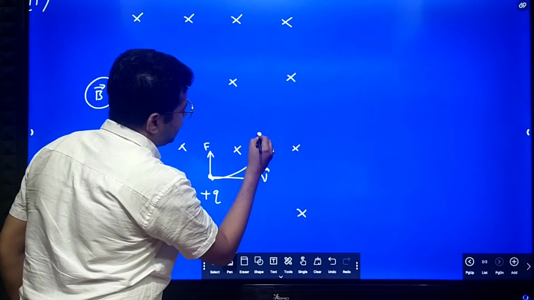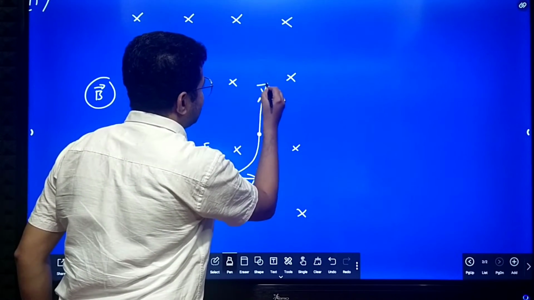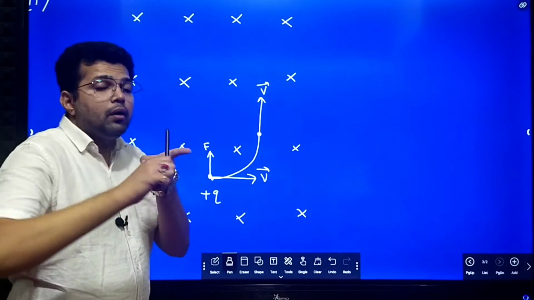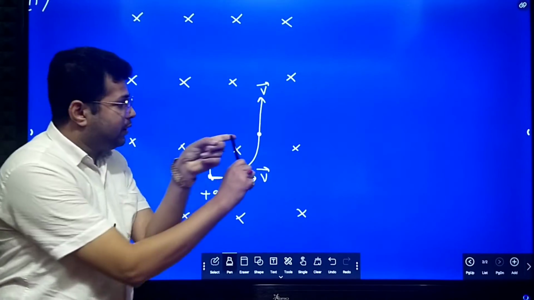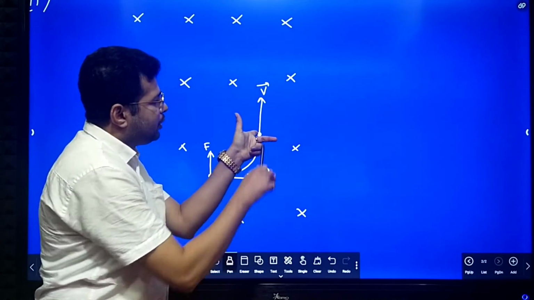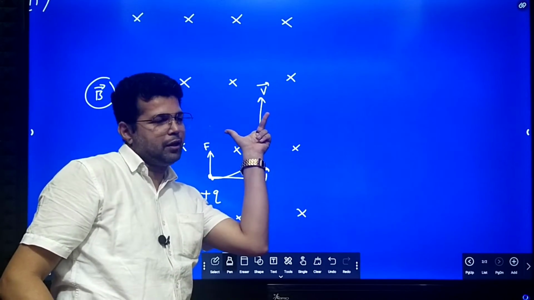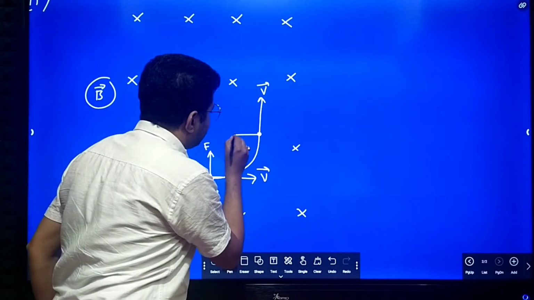When it comes here, what is the direction of velocity? This is the direction of velocity. Again you apply Fleming's left hand rule. Forefinger should give the direction of magnetic field. It is into the plane of the board. Central finger should give the direction of motion of positive charge. We have considered positive charge. Now the thumb is giving direction of force. So this is the direction of force.